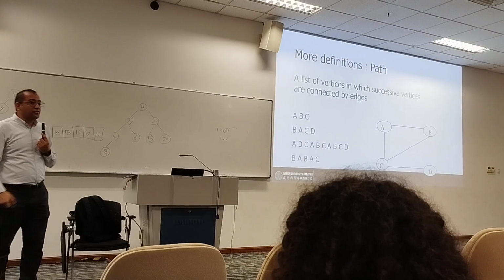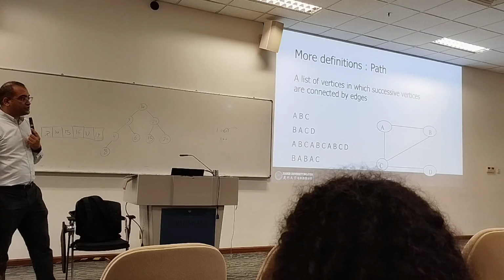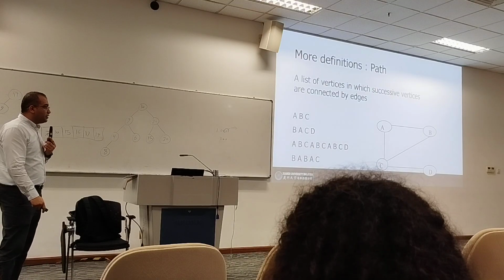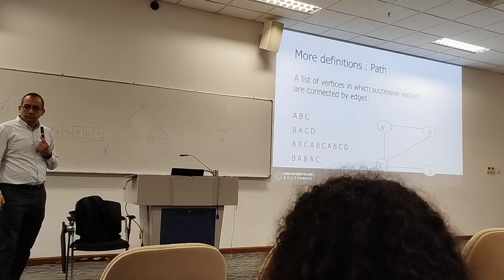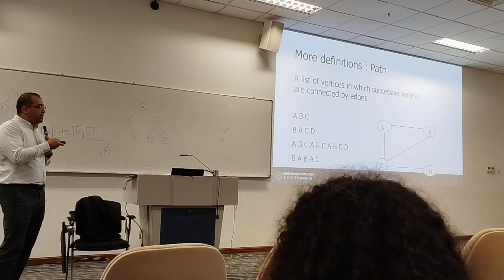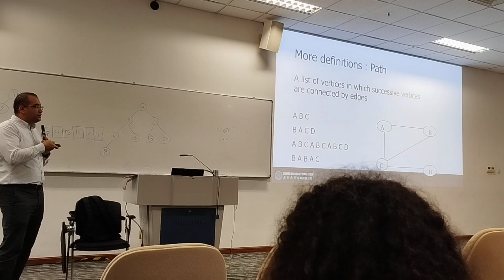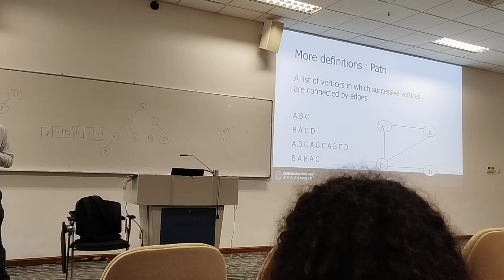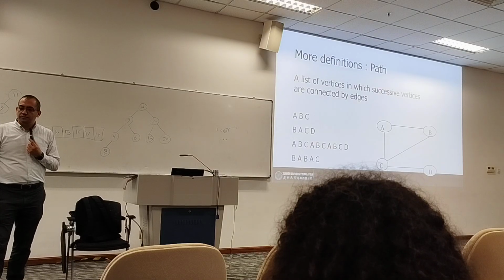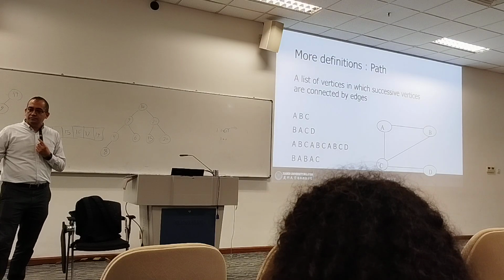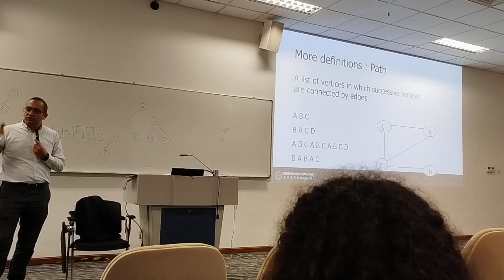Path. What is a path? Basically, in a network, let's say you are here currently. You want to go on a walk. You walk from A to B, from B to C. That is a path, right? Is it possible for a path to contain a cycle? What does a cycle mean? Go back to the same location.